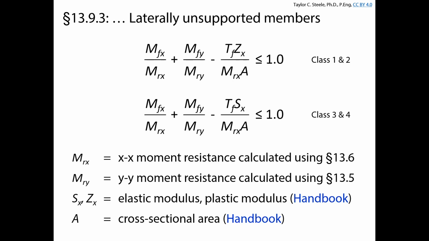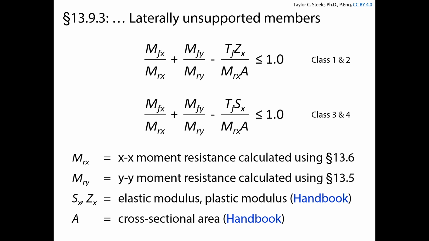For laterally unsupported members, we have to check stability. Okay, so basically this is the equation that we derived already. MFX over MRX, MFY over MRY, minus TFSX divided by MRXA, where MRX is calculated in accordance with clause 13.5. Now that applies for class 3 and 4 sections because we're working with elastic stresses, and so when we add these together, we base it on S.